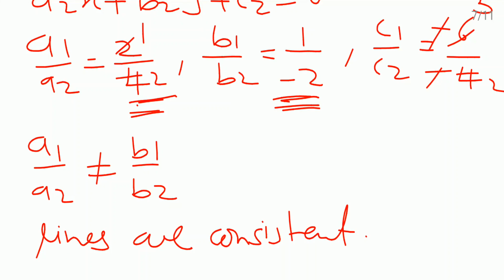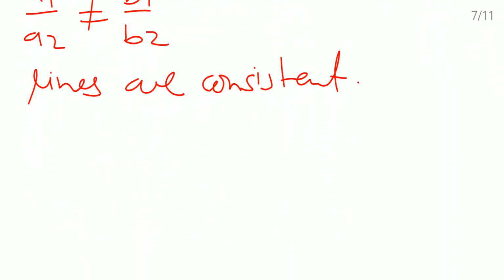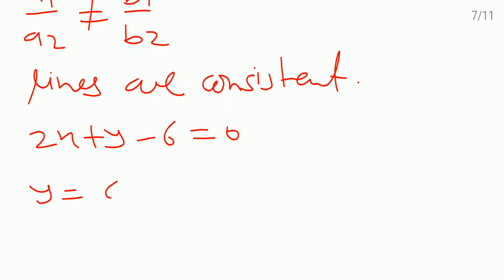So graph for the first line here, equation of the first line is what? 2x plus y minus 6 equal to 0. So we'll write down this equation as y equal to 6 minus 2x. What I did? This y I have kept here. Minus 6 went that side, it became positive, and 2x went that side, it became negative. So I got this format. So in this format I'll substitute the value.